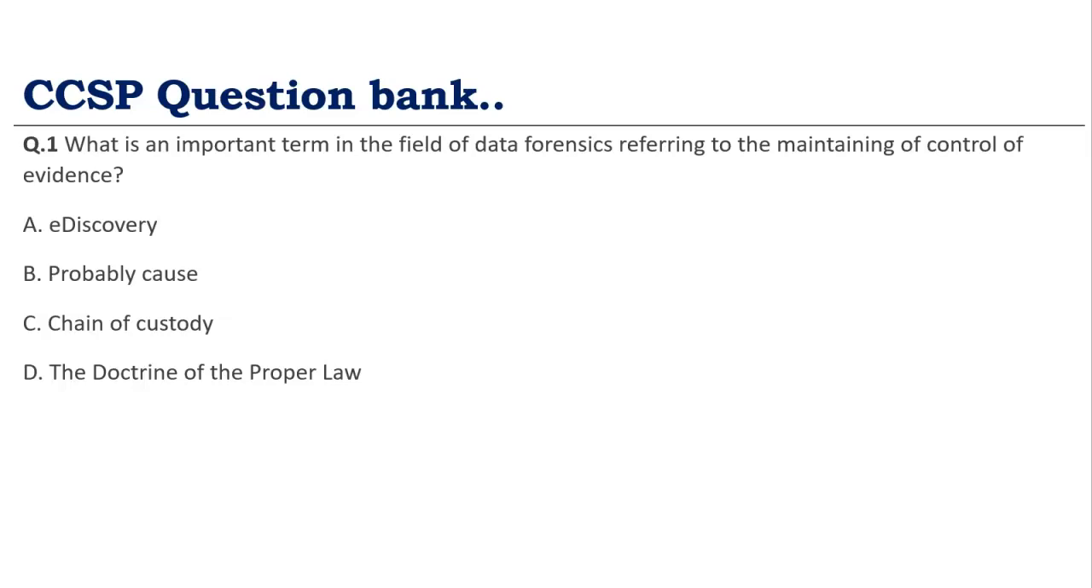The first one: what is the important term in the field of data forensics referring to the maintaining of control of evidence? eDiscovery, probably cause, chain of custody, and doctrine of proper law. Doctrine of proper law is related to law; we'll see it when we read about the laws. eDiscovery we have already read; that is a notice and is not related to forensics. We have seen that chain of custody is maintaining the evidence from collection to trial. It is a very important term related to data forensics.